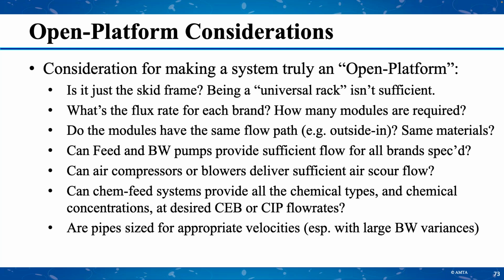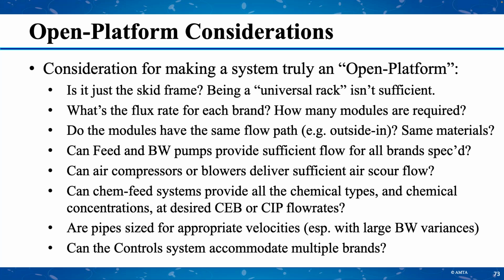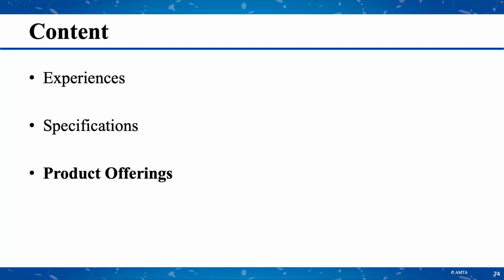Can the pipes handle the velocities? We see some pretty big differences in the backwash flow rates from one brand to another. Sometimes, if you're trying to accommodate all brands, you have to increase, for example, your backwash supply and backwash waste piping area to accommodate higher flow rates. And then, can the control system accommodate multiple brands? That's been touched on a couple times here as well.